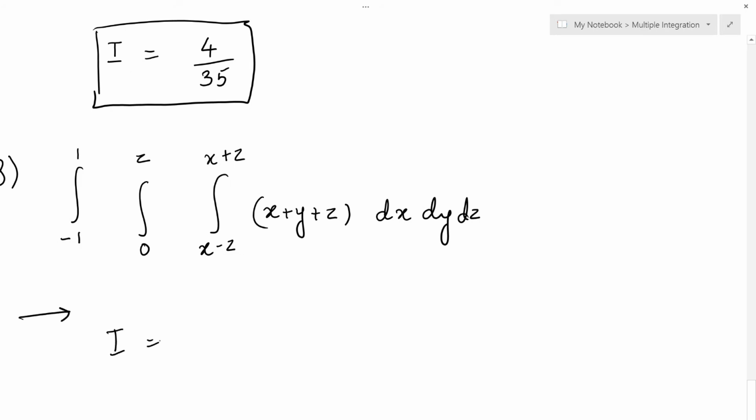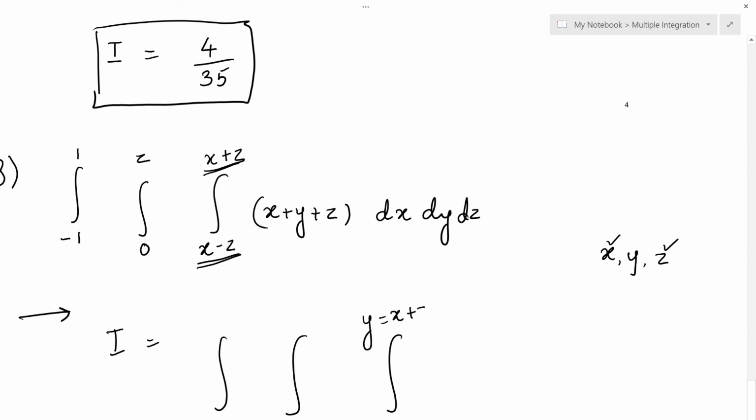Here, the innermost limits, you can see there are three variables, x, y and z. So now you can see the innermost limits already contain two variables, x and z. So x and z are already used by the innermost limits. That means, of course, the innermost variable is y, from y equals x minus z to y equals x plus z, and you have to integrate with respect to y first. This is very clear from the innermost limits.